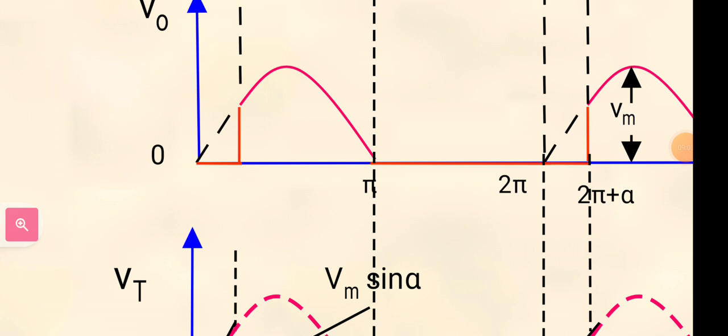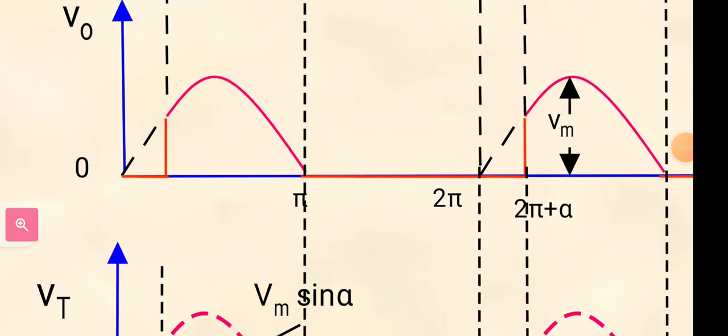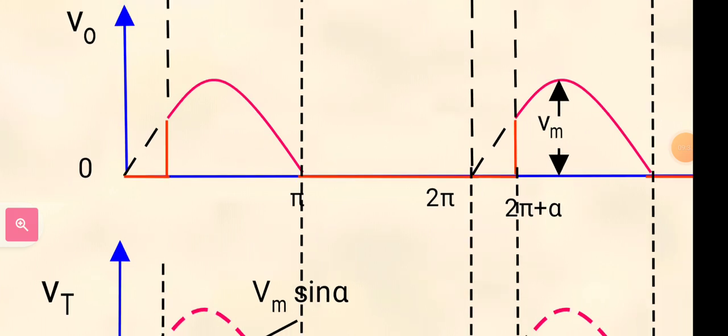Half wave means there is only the positive half cycle, and in the second half cycle the current flows in the inverse direction on the x-axis. After 2 pi, it again conducts at 2 pi plus alpha, and the cycle repeats. So the thyristor conducts from alpha to pi, and from pi to 2 pi the converter is in the off position, but a little bit of current will flow.